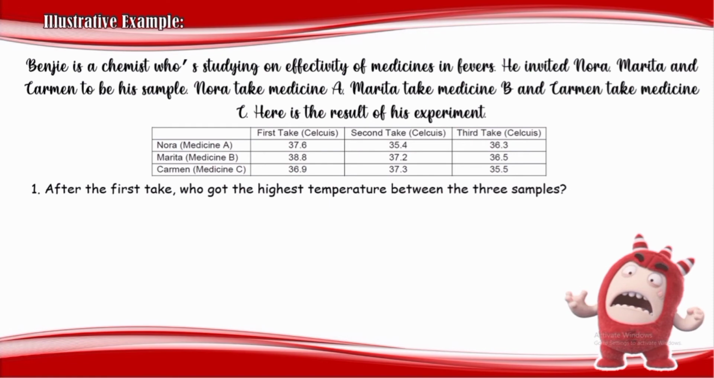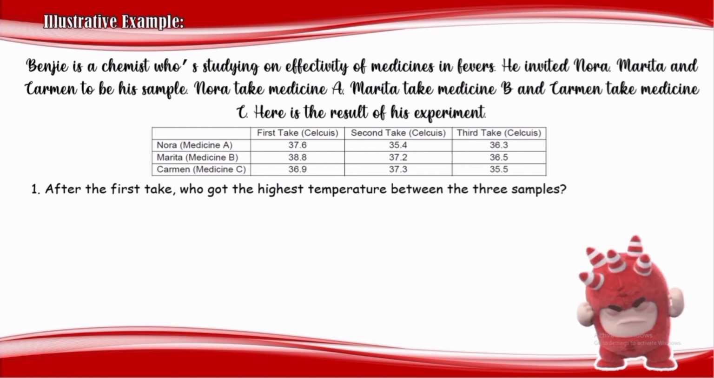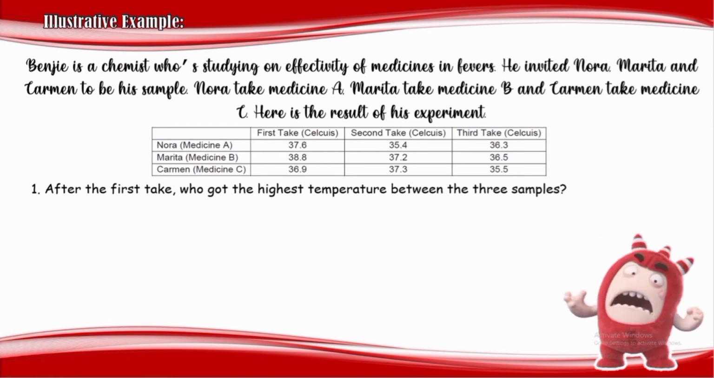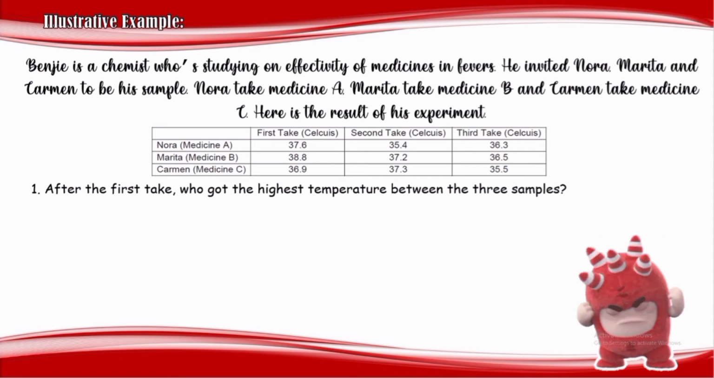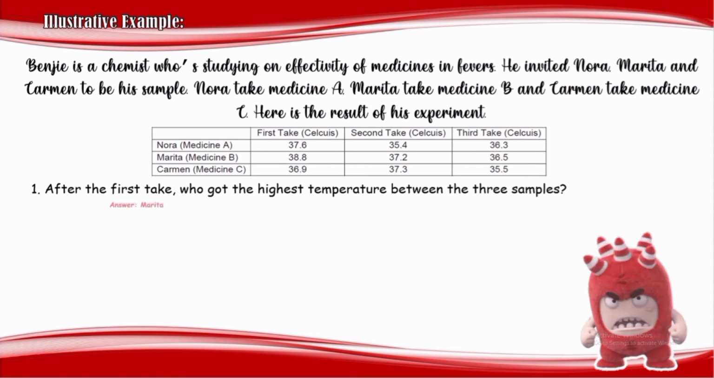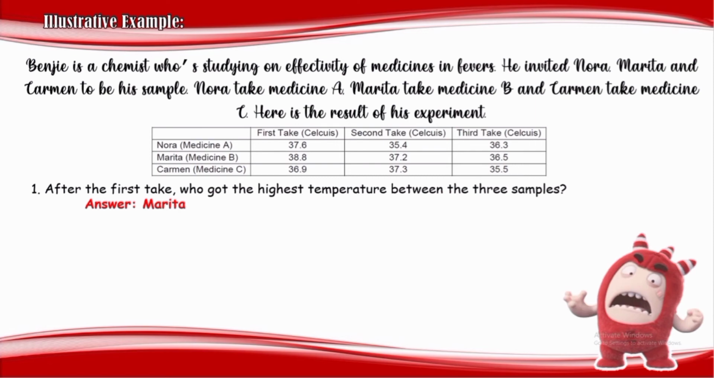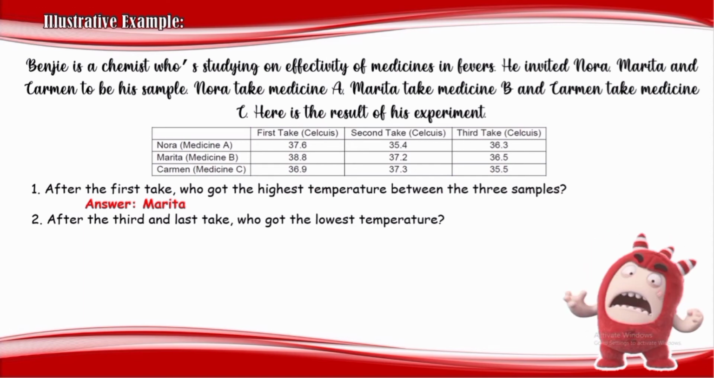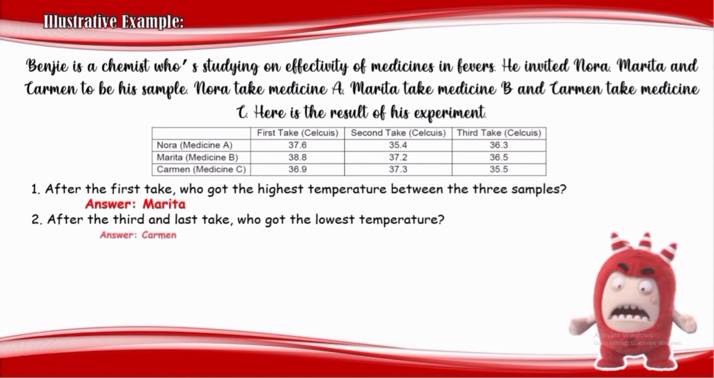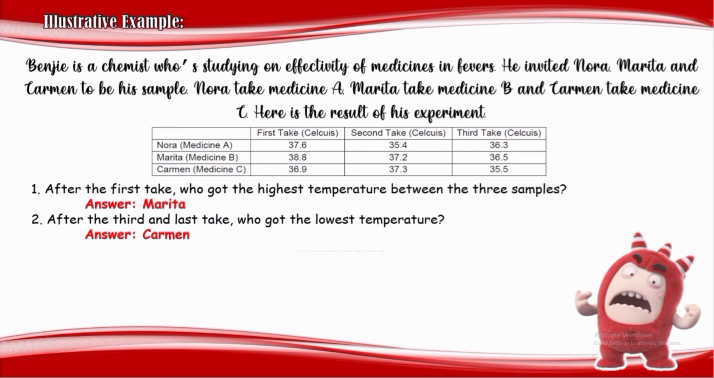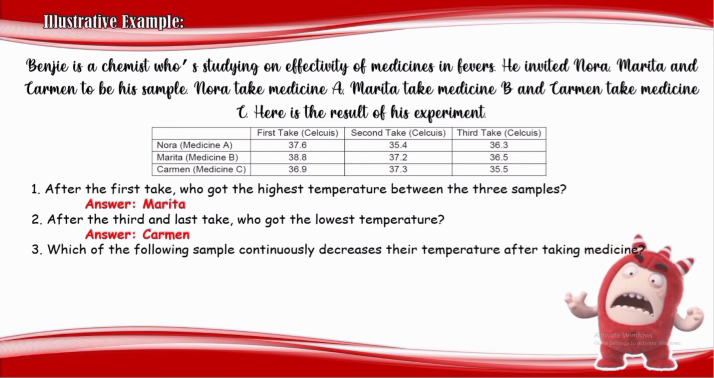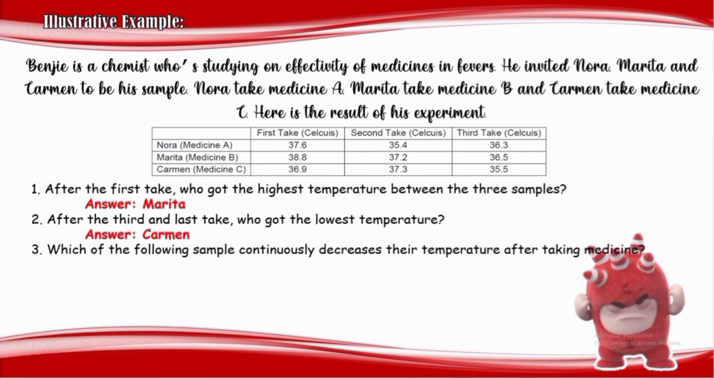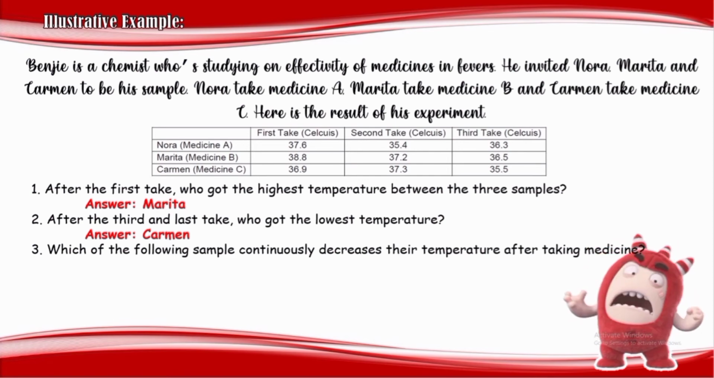For number 1, after the first take, who got the highest temperature between the 3 samples? Marita. Question number 2. After the third and the last take, who got the lowest temperature? Carmen. Question number 3. Which of the following samples continuously decreases their temperature after taking medicine?